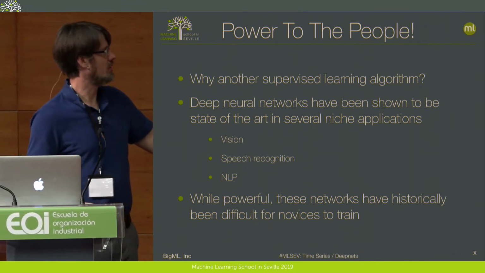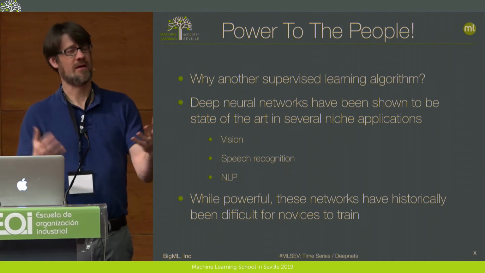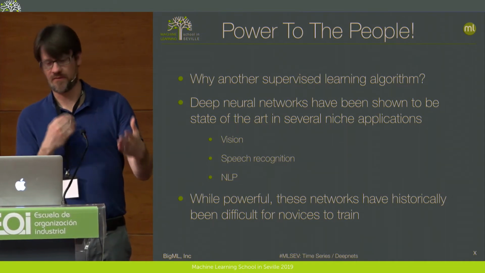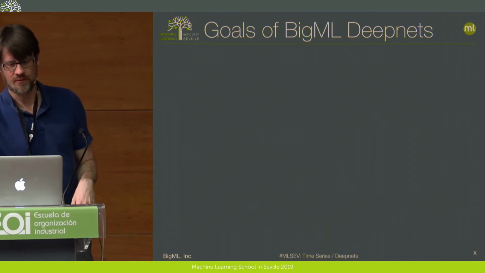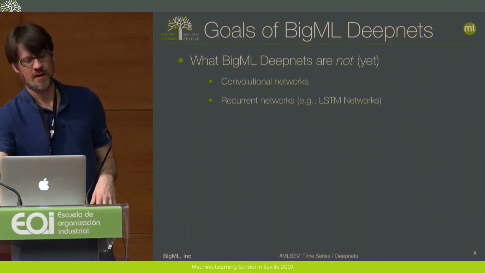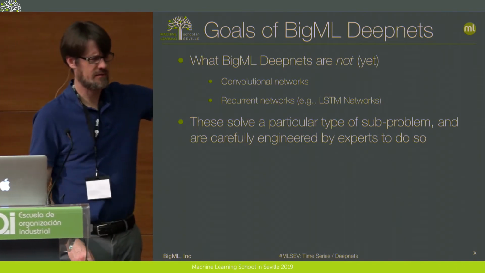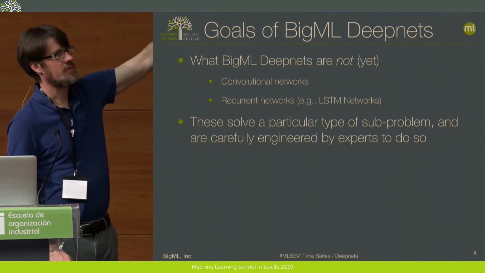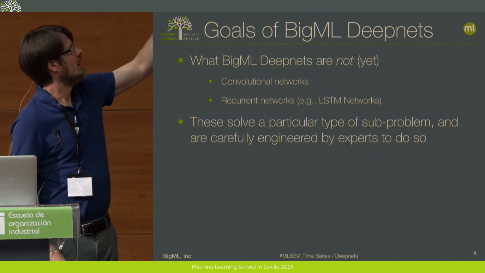Because they're so powerful, in general, they've been difficult for people with average data, where you've only got thousands or tens of thousands of data points, to train a network that works for them. So the goals of our deep nets: right now we're not doing CNNs, although CNNs are coming in the next month or two, maybe three months.